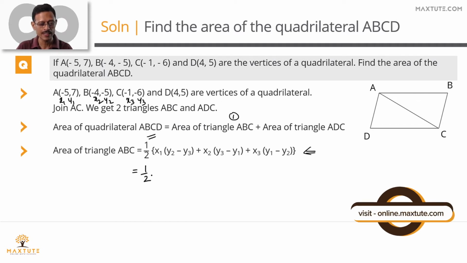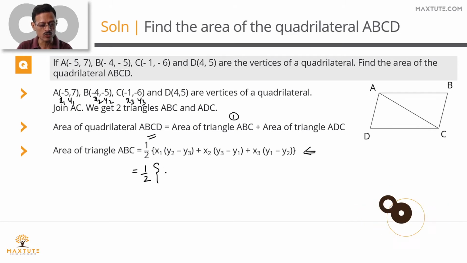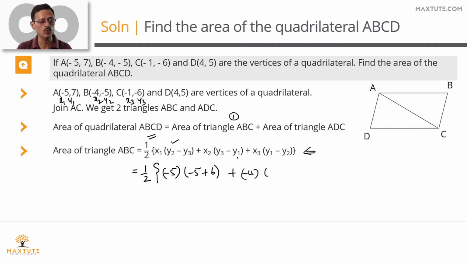So this is half into, what is x1 for us? x1 is minus 5. What is y2 minus y3? y2 is minus 5, y3 is minus 6. So minus of minus will make it a plus. So minus 5 plus 6 is what we have. So done the first part. Plus x2, the value of x2 is minus 4 into y3 minus y1. y3 is minus 6, y1 is 7, so minus 6 minus 7. So this part is also done. Lastly, we have x3. The value of x3 is minus 1 into y1 minus y2. y1 is 7, y2 is minus 5. So minus of minus will make it plus 5. So let's solve these and get the answer.